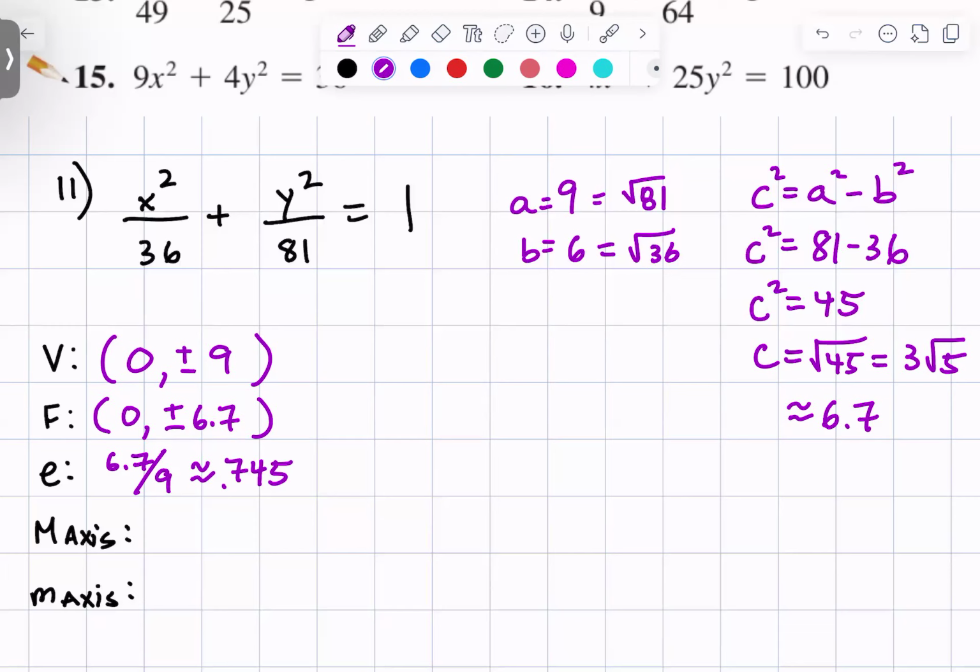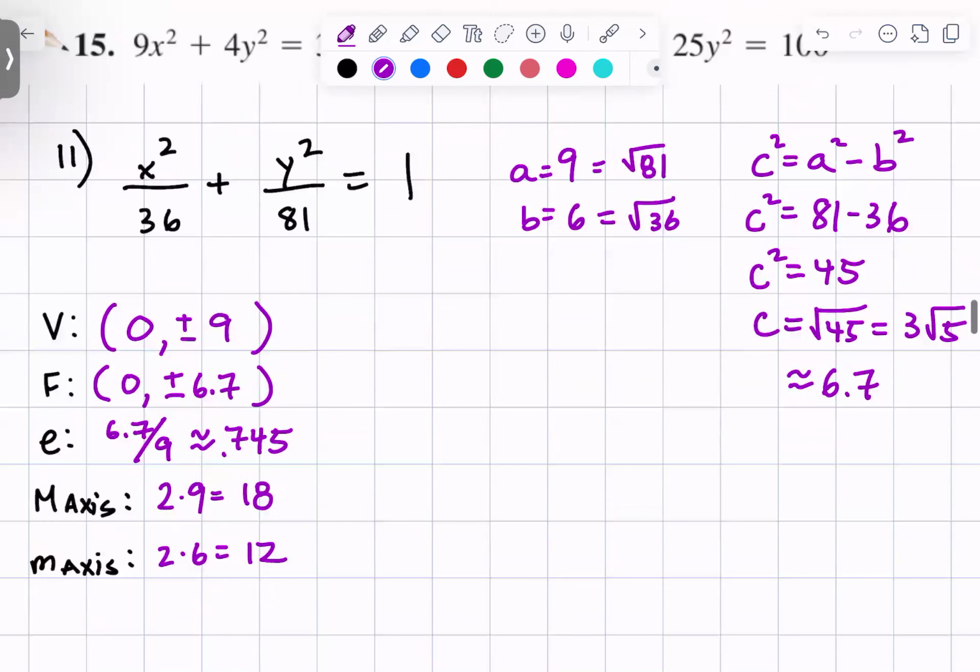The length of the major axis is going to be 2 times the bigger number, and the minor axis will always be 2 times B. So 2 times 9 equals 18, and the minor axis is 2 times 6, which equals 12. So I got all of that, right? I did A and B. Now we just have to graph it.